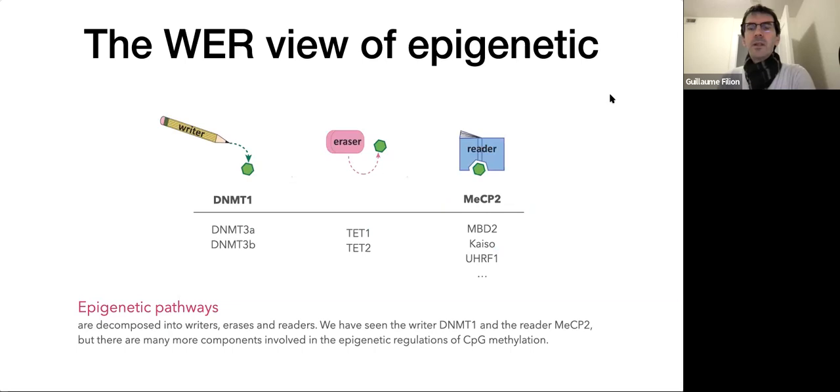So let's go back a little bit now to some general theory to see how this is interpreted in general by people in the field. The model is the writer, eraser, reader model, or view of epigenetics. Epigenetic pathways are decomposed into writers, erasers, and readers. We have seen the writer DNMT1 and the reader MECP2. So you have a signal, that's DNA methylation in that case, a CpG methylation.